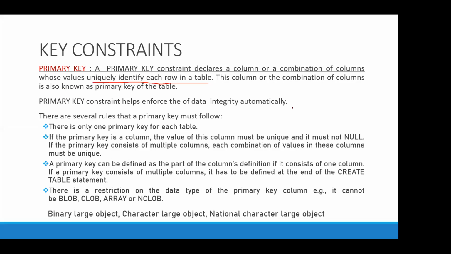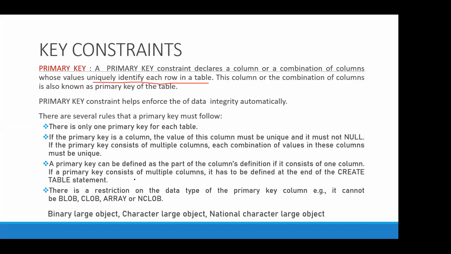There are several rules that the primary key must follow. I am going to repeat the rules again. There is only one primary key for each table. You have to define only one primary key. If you want to include a second column, you can use them combined together as a primary key. So don't use two separate columns as two primary keys. One primary key is either a single column or a composite key. That is called the key constraint, the primary key.